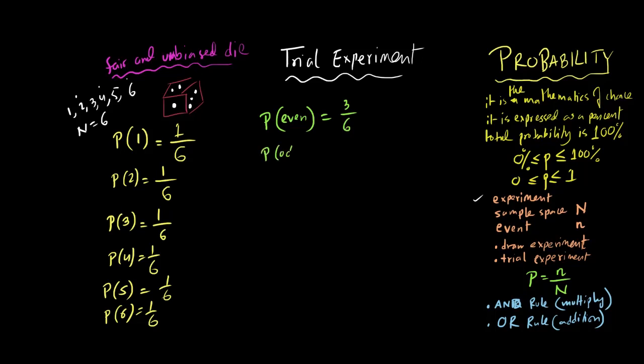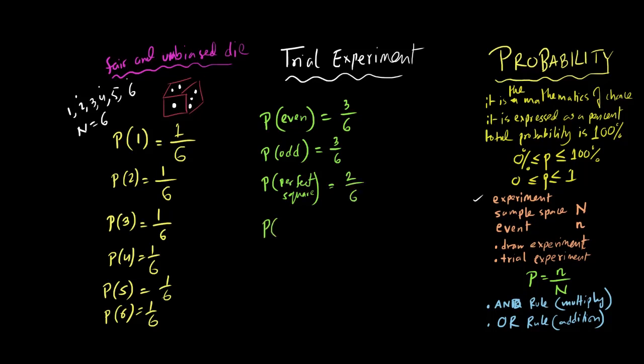Similarly, if the question is to find the probability that it is an odd number: 1, 3, 5, these are odd numbers. Again, there are 3 items out of 6. So 3 by 6. If the question is to find the probability that it's a perfect square: perfect square means if you take the square root of that number, you'll get an integer. So we have 1, square root of 1 is 1. Then we have 4, square root of 4 is 2. So there are 2 numbers that are perfect squares.